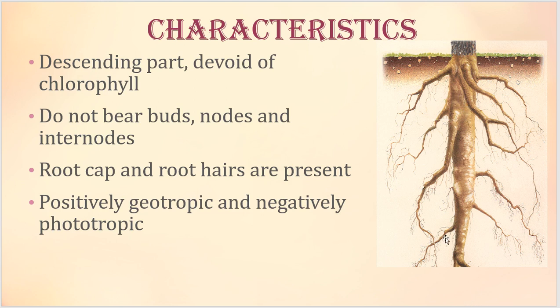And you can find root cap and root hairs. These are the root hairs, and the root cap would be at the tip of the root. So root hairs and root cap are present. And roots are generally geotropic. They are positively geotropic. They are growing towards the soil, towards the earth. And they are growing away from the light. They are negatively phototropic and positively geotropic. So these are the typical characteristics of any root system.